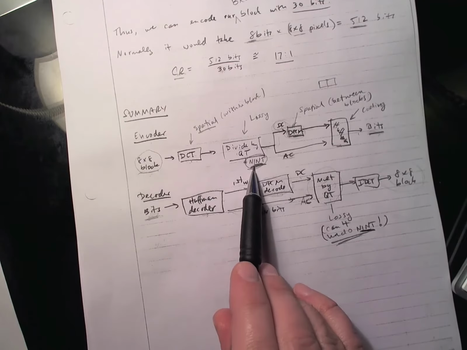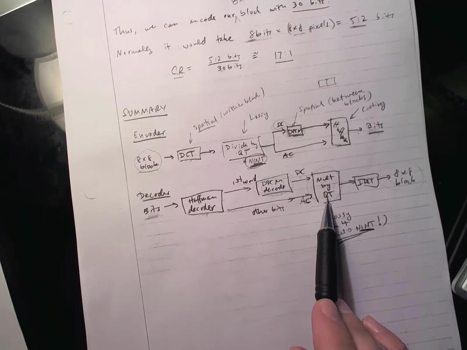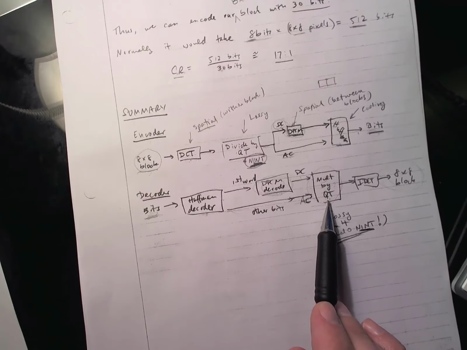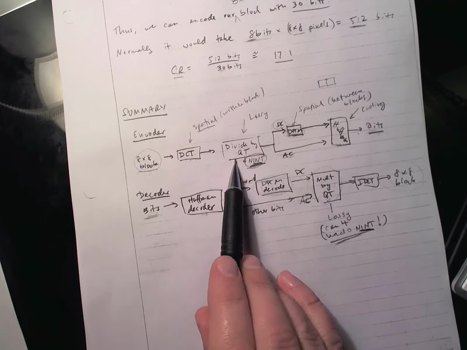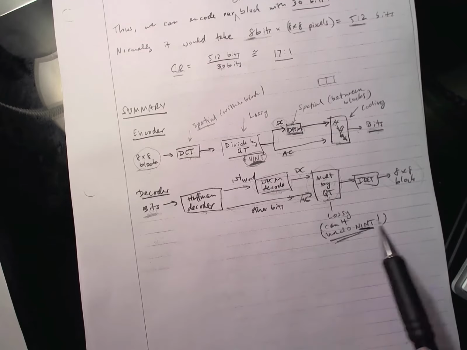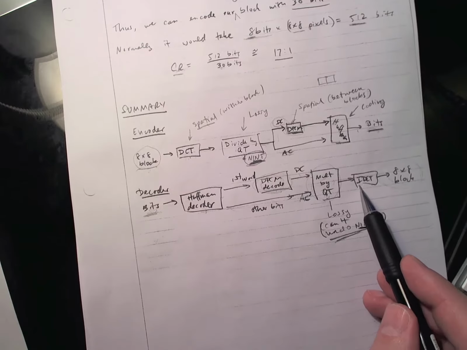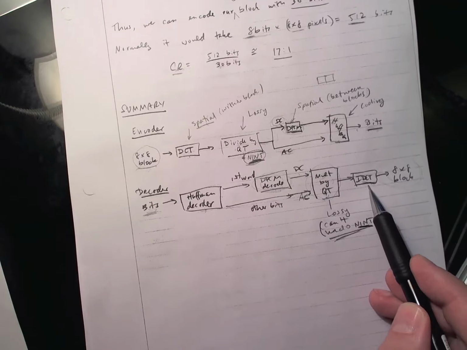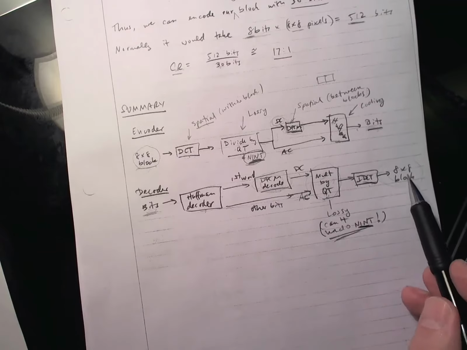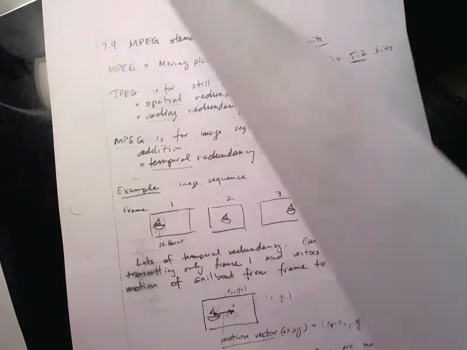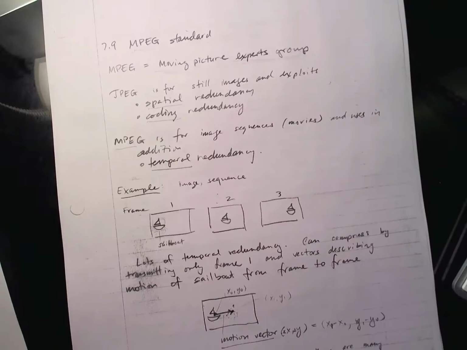But because this had a rounding, we can't magically see through the rounding procedure. So when we do this multiplying, we don't get back what went into that. But it's close. Then we inverse the DCT, IDCT, and that gets us our block. Okay. So that's JPEG.